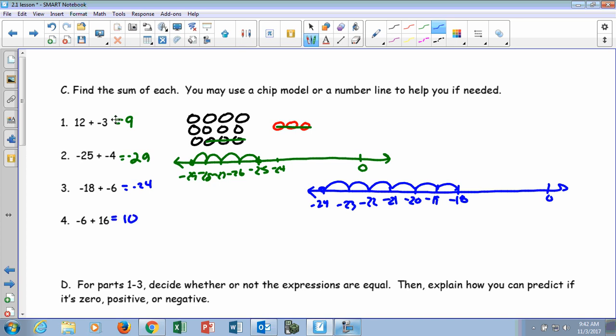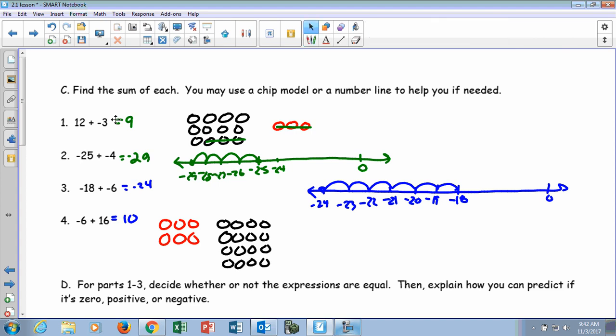10, right? And again, if you use a chip model, 6 red. Again, just mixing it up, showing you there's different ways to do this. And we'll put 16 black on here, right? Well, how many 0 pairs do I have? Remember, what's a 0 pair? 1 red chip, 1 black chip. So how many 0 pairs do I have? 6, right? So that leaves me with, there's 6 there, 7, 8, 9, 10. Okay?